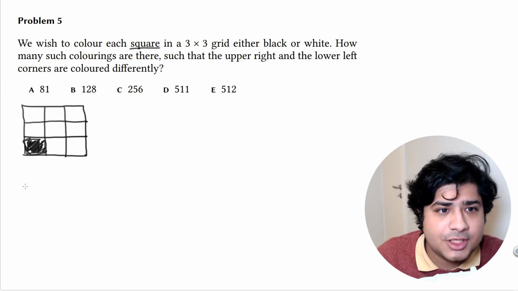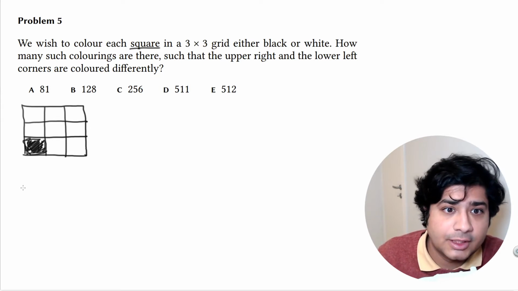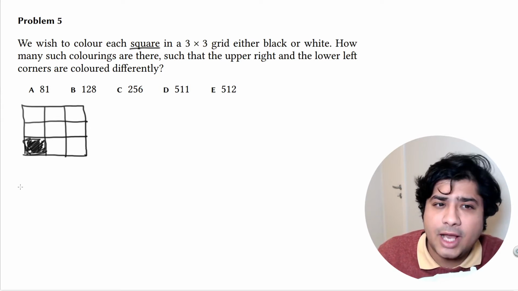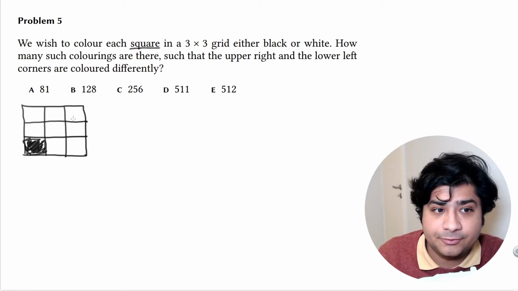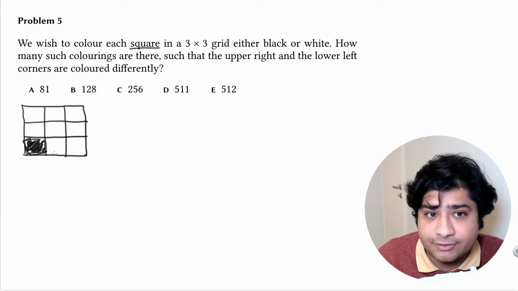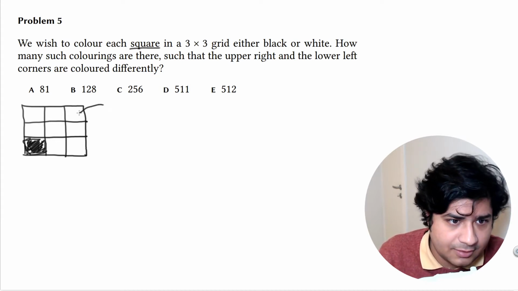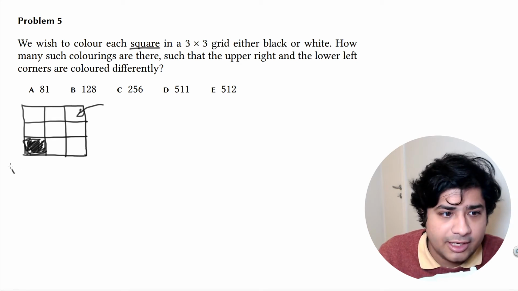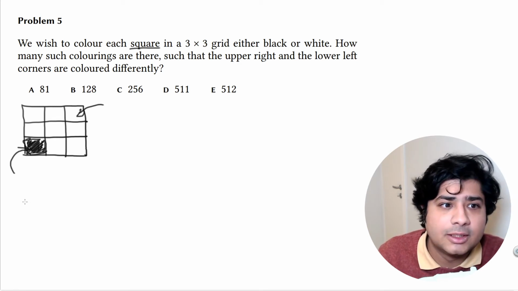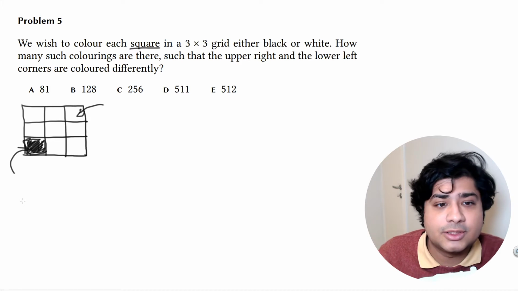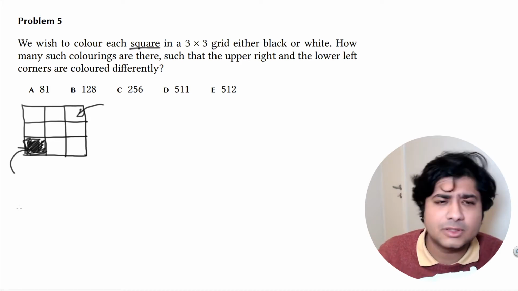How many such colorings are there? So how many different types of grids can you have where they're colored differently, such that the upper right, which is this one right here, and the lower left, which is this one right here, corners are colored differently?